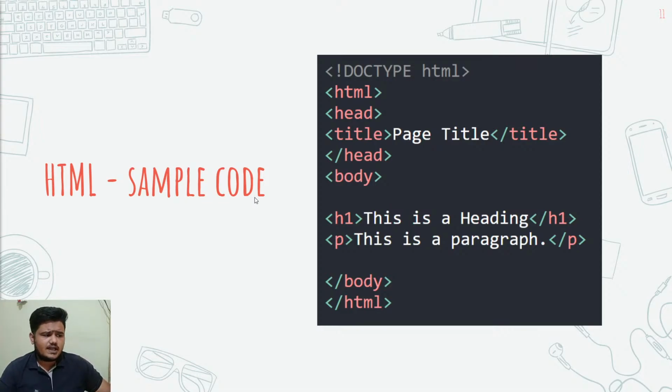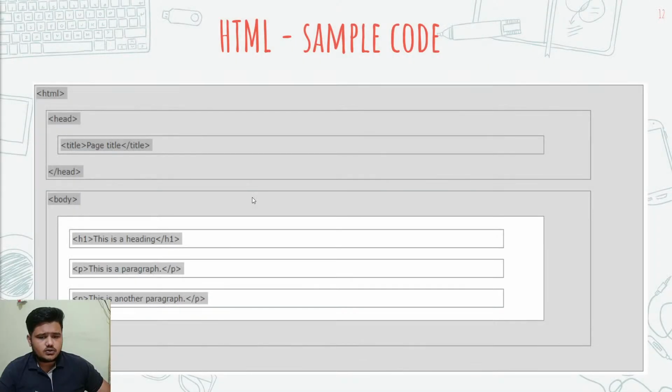So moving forward, let's go ahead and check the page structure of HTML. If you see, this is the HTML page structure. Right here you will see that there is a separate section. Every tag is actually divided into different sections. So this is the sample code. Also this is the structure of our HTML code.